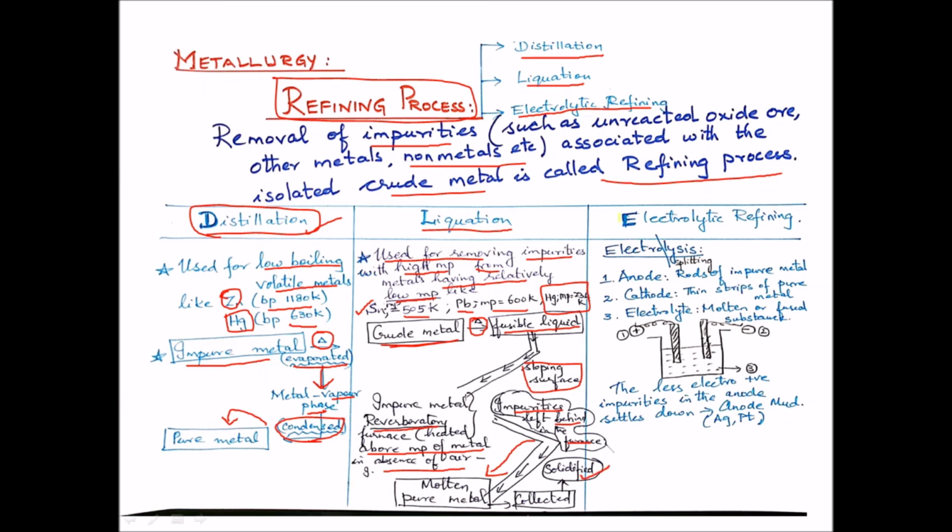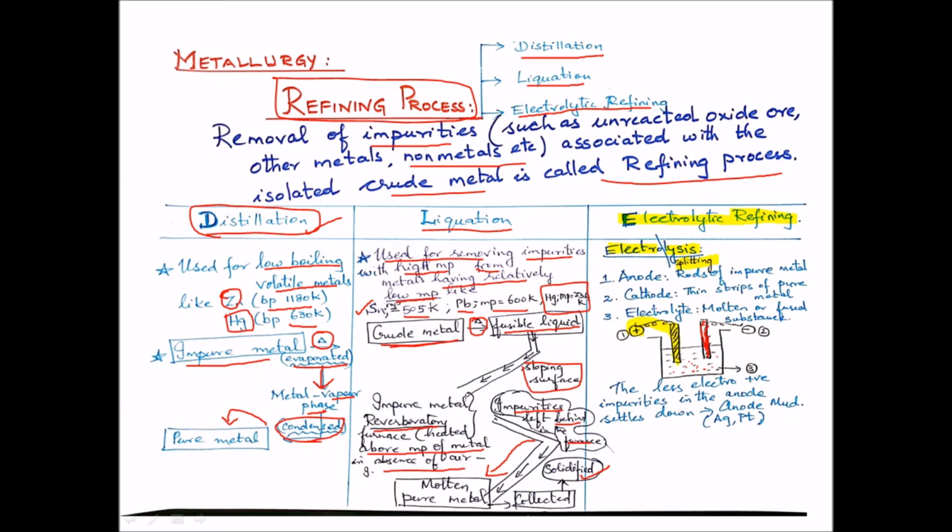The next method in the refining process is electrolytic refining. The word electro stands for electric current and lysis means splitting. The crude metal is refined by electrolysis, which usually consists of an anode, cathode and an electrolyte. We always have to remember the anode will be rods of impure metal, the cathode will always be thin strips of pure metal, and the electrolyte will be the aqueous form of the salt of the metal of interest.